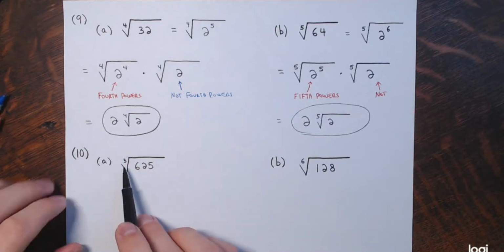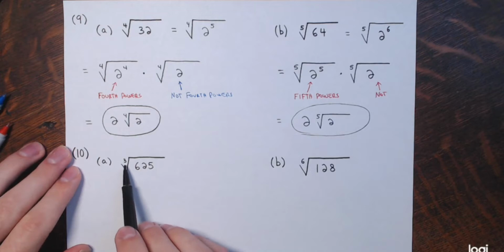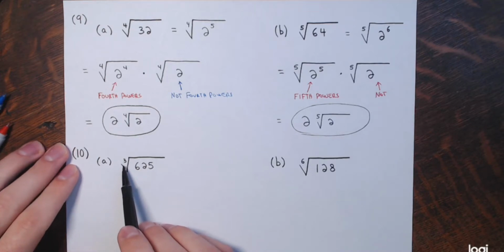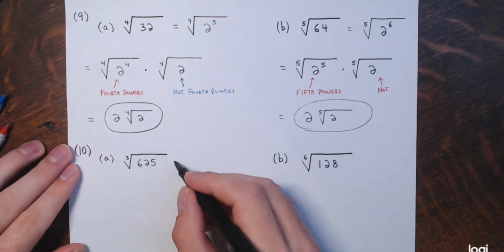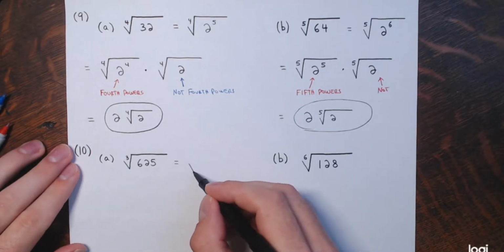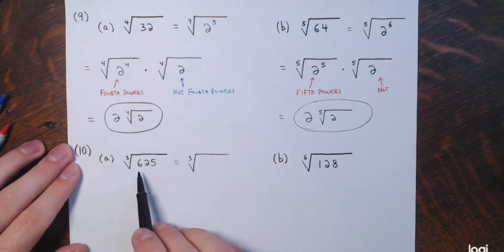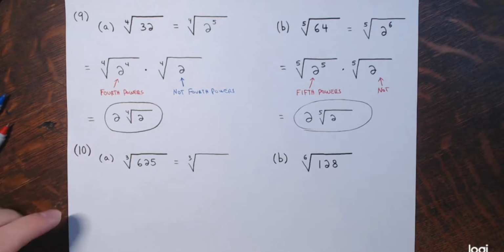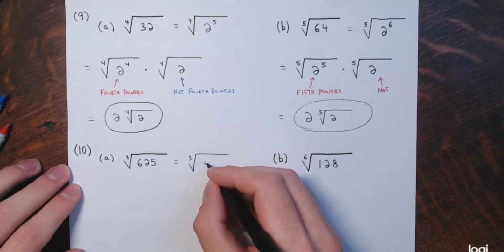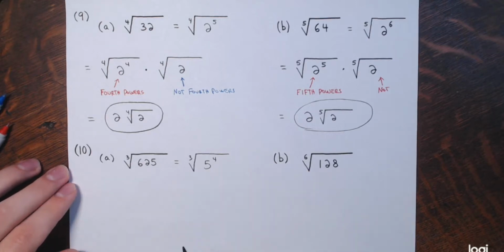I have a cube root. So I'm looking for powers that are multiples of 3 now. I'm looking for cubes, third powers to use. Alright, so the first thing I do, as with every example, we're taking the cube root of 625, and 625 is 25 times 25, so 5 to the 4th. 5 to the 4th power would be 625.